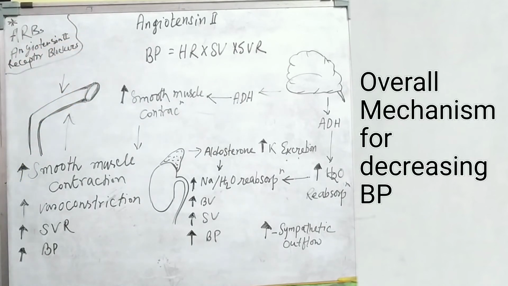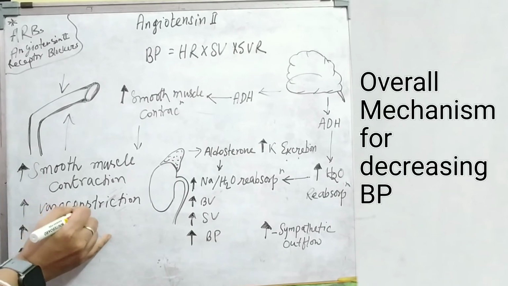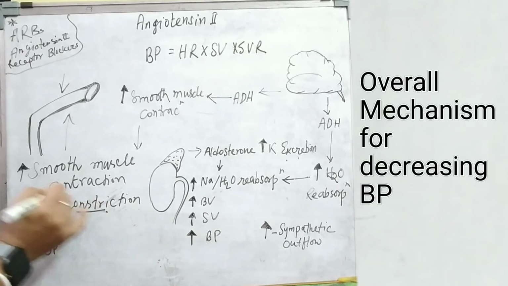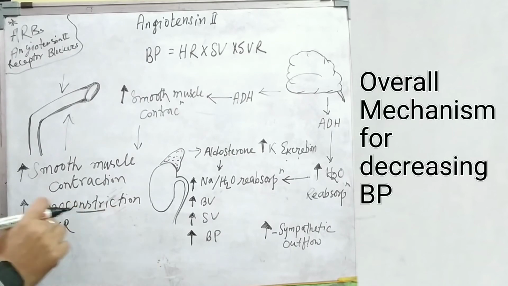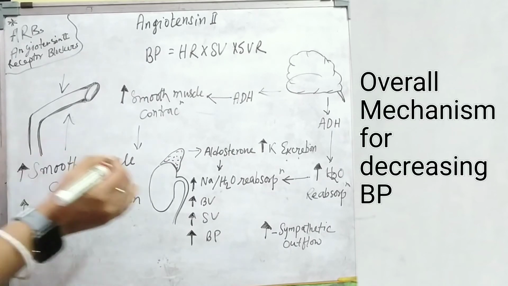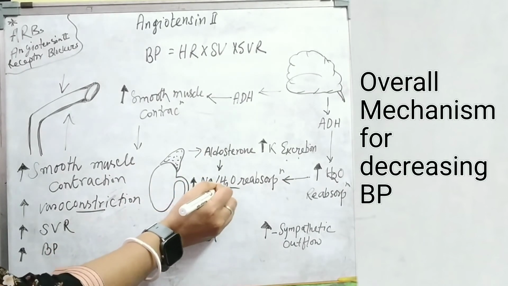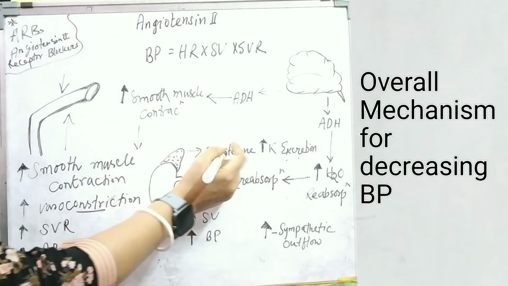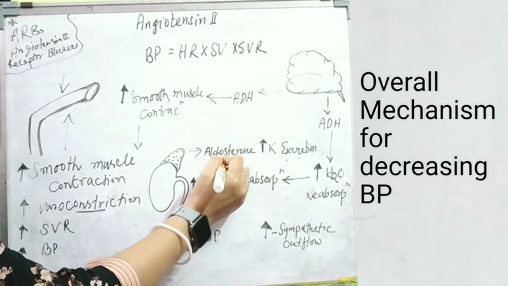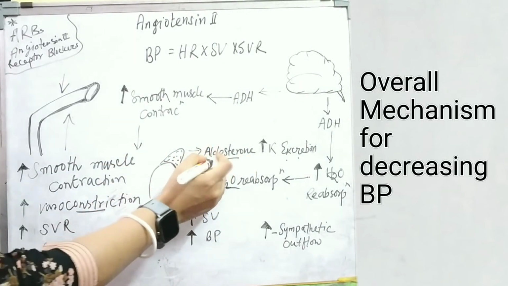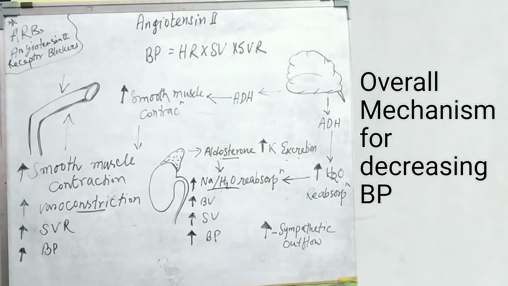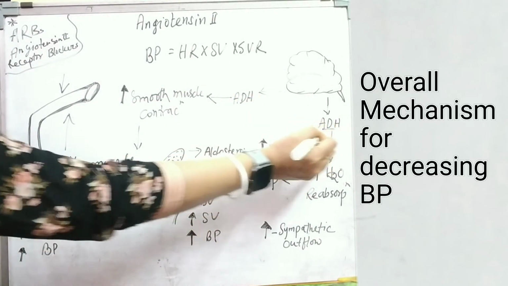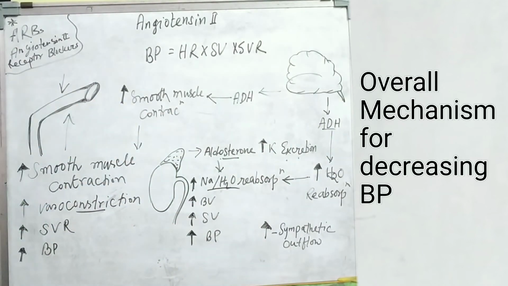Now, angiotensin 2 has several mechanisms to increase the blood pressure. Number one, vasoconstriction. Then sodium and water reabsorption. Then aldosterone release. ADH release. And adrenal medulla stimulation.